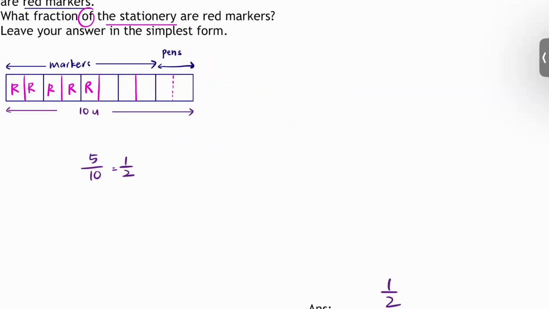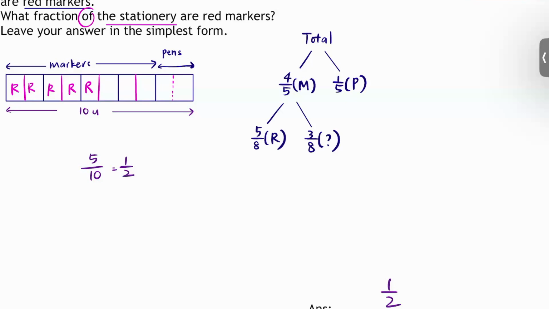Now, another way we can think about this is a multiplication of fractions. So I start from the total and I branch it out. 4/5 are markers, which means that, no, sorry, 1/5 will be pens. 1/5 of the stationery will be pens. And out of the 4/5, 5/8 of the markers will be red. And the rest, 3/8, we have no idea what color they are. It's not stated in the question.